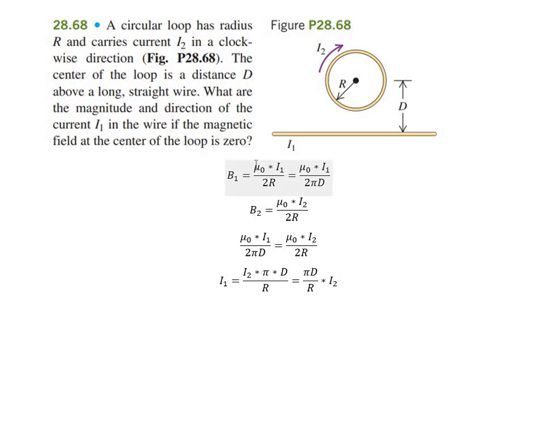The other part we have to answer is the direction of the current I1 in the same wire if the magnetic field at the center of the loop is 0. Having this information that was given initially, we can state that the direction of current I1 is towards the right in the straight wire. It points to the right side.